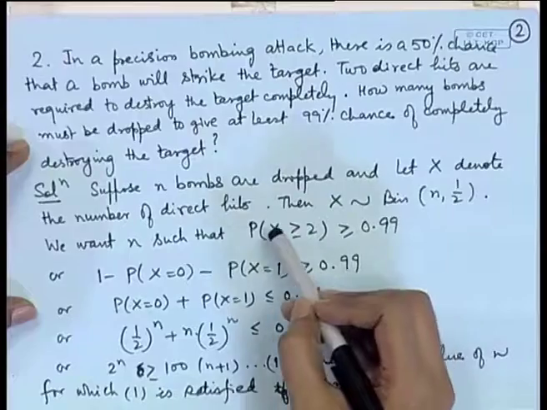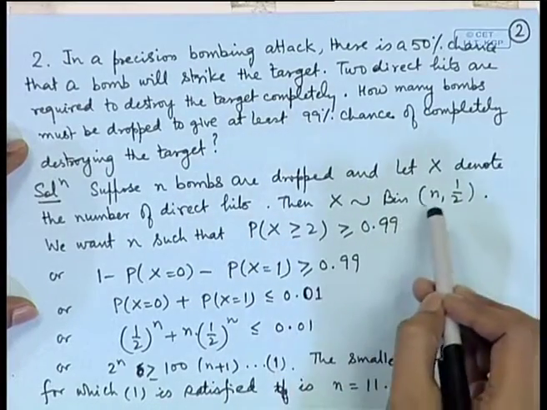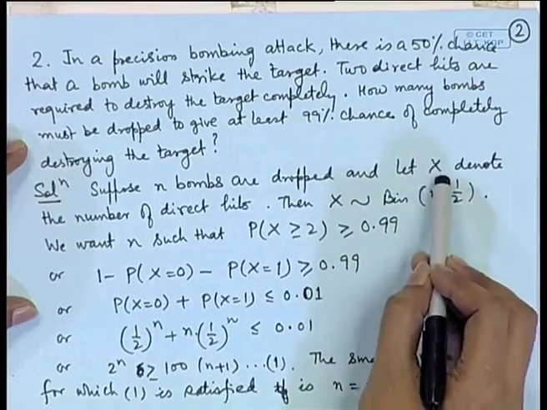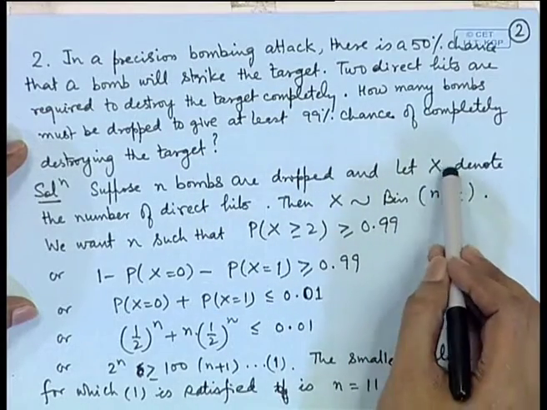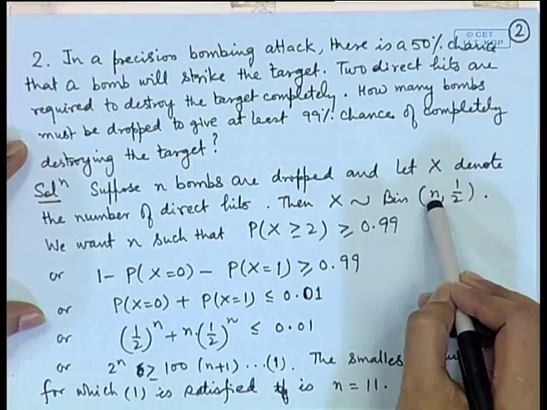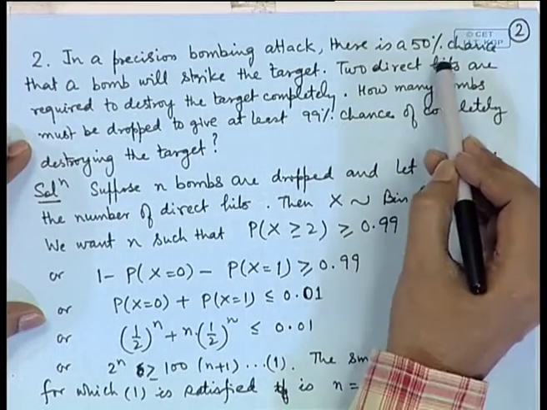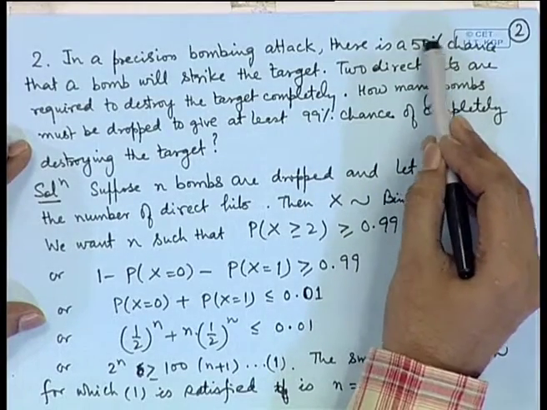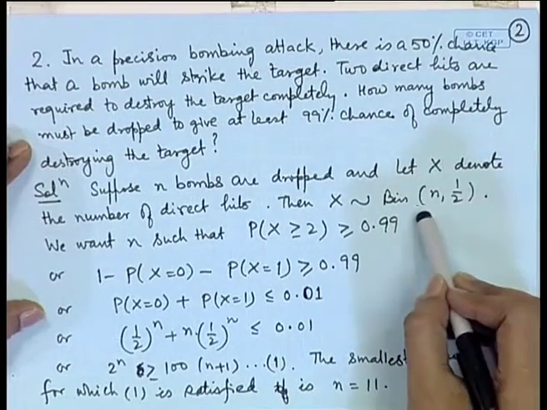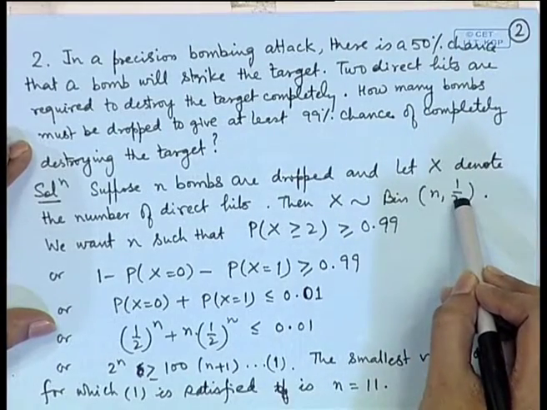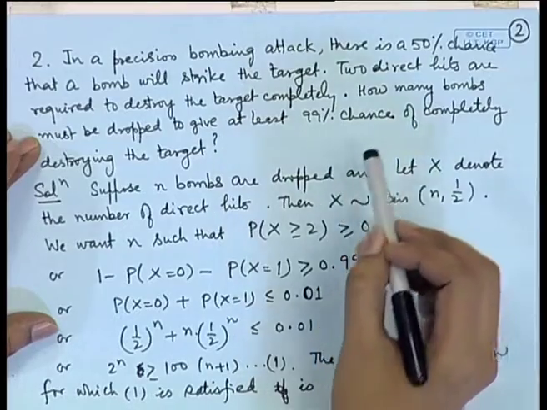So, if I consider out of n bombs, x bombs are direct hits, then the distribution of x will be binomial n, and here the probability of striking is half, because there is a 50% chance. So, it becomes binomial n, half. So, we want that there is at least 99% chance of destroying the target.